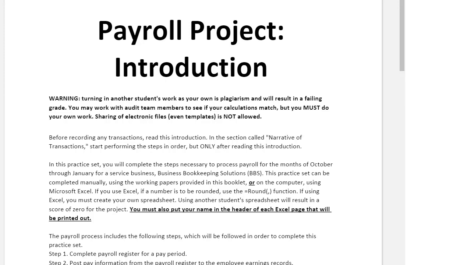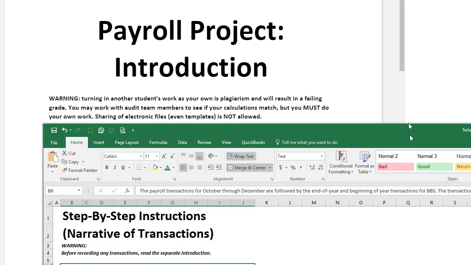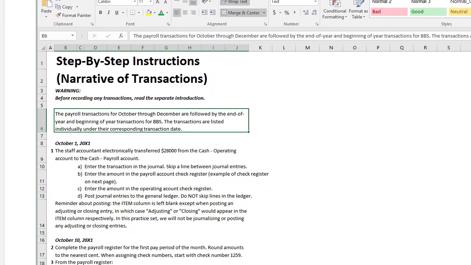So before recording any transactions, we're going to go over this introduction. And in the section called Narrative of Transactions, we're going to start performing steps in order, but only after reading this introduction. So let's take a peek at the step-by-step instructions, also called the Narrative of Transactions.